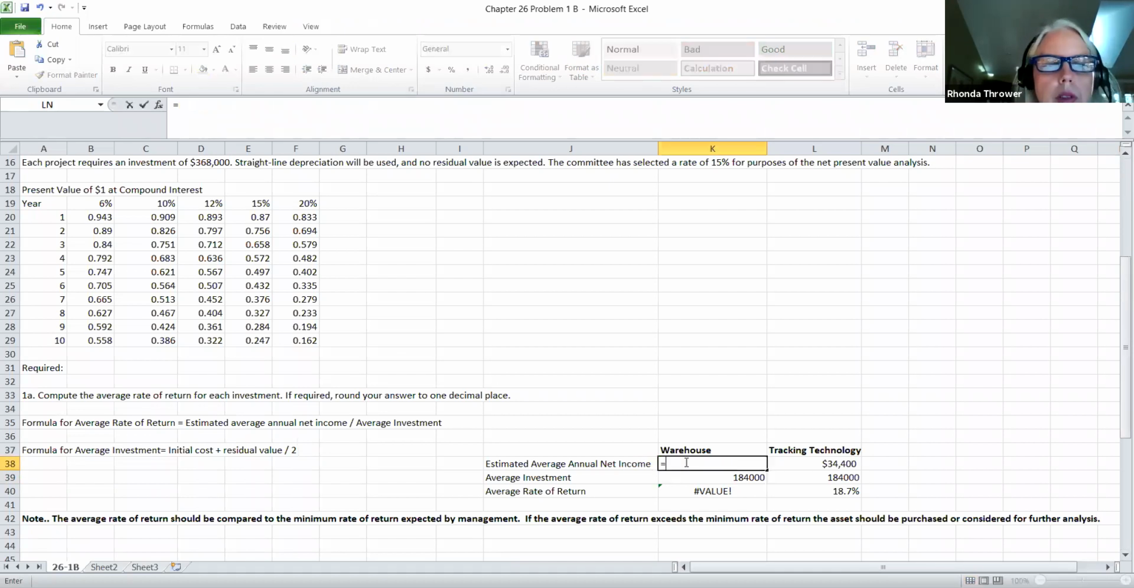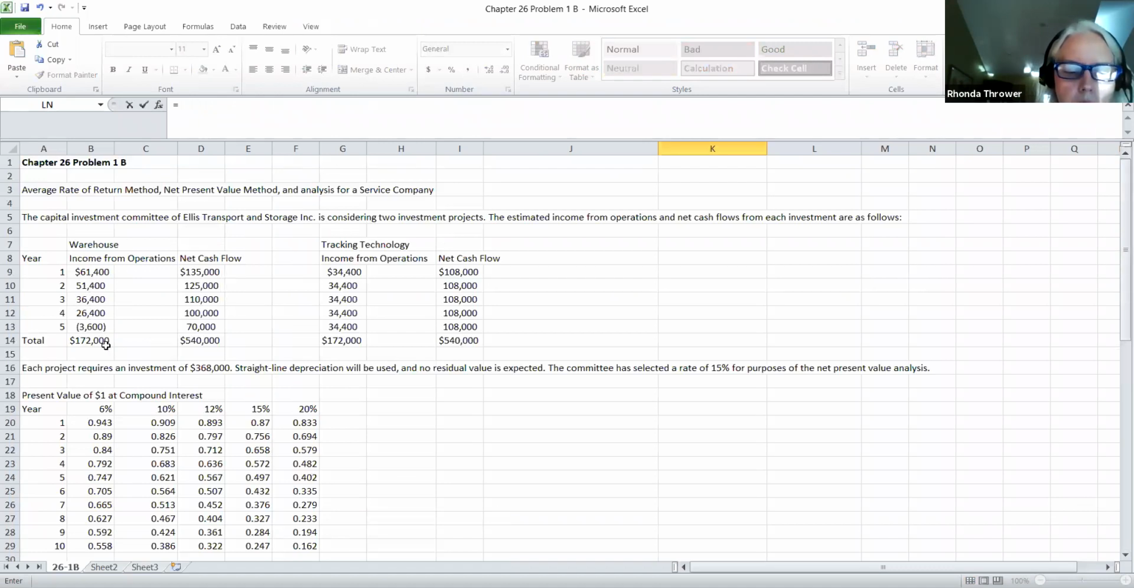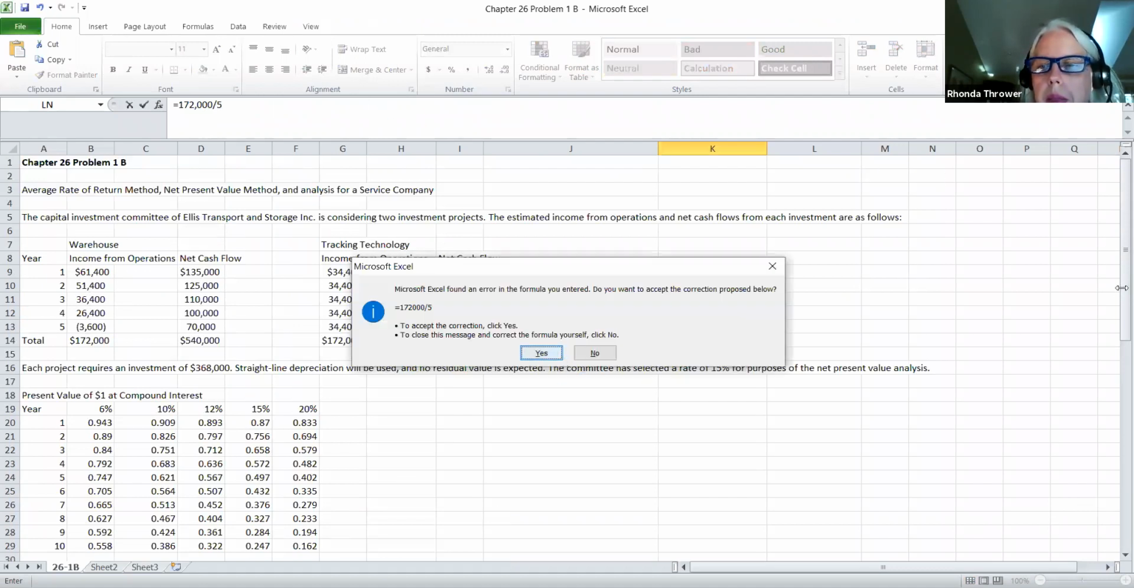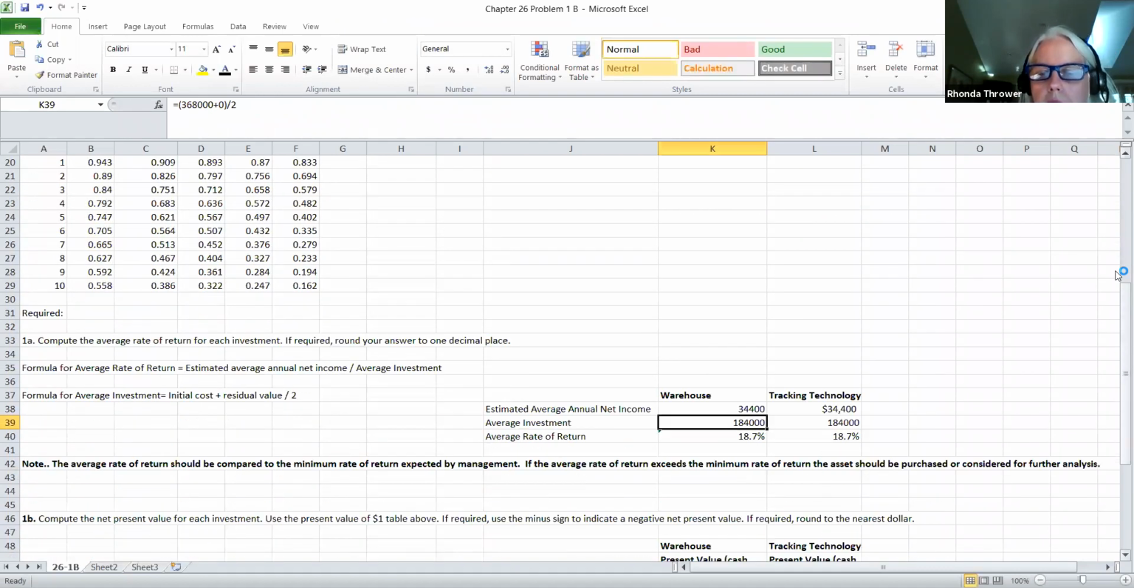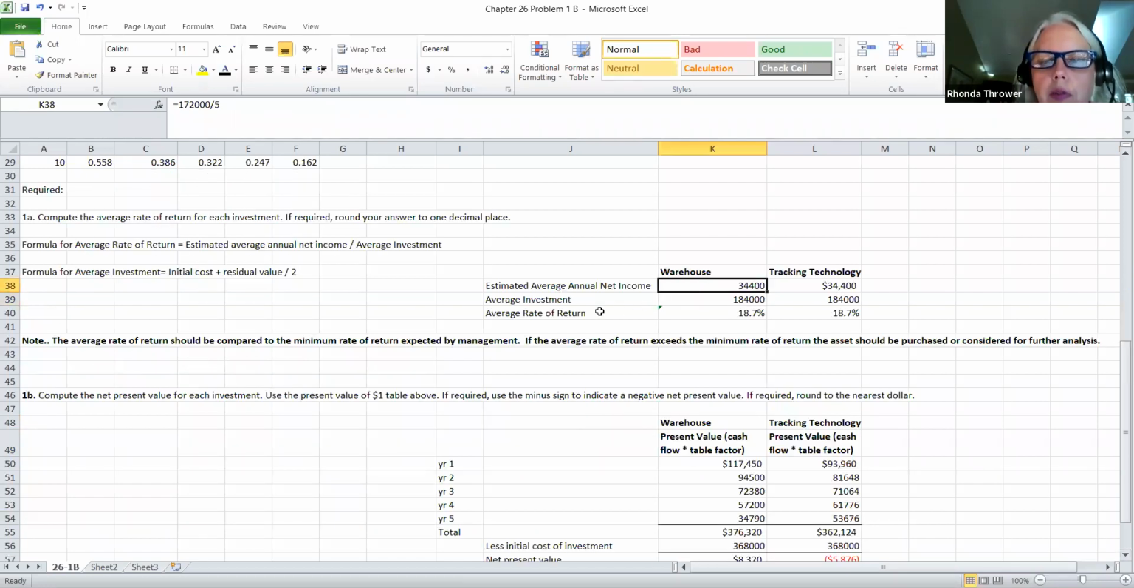172,000 is going to be divided by 5 years. And that's going to give us 34,400. Now, your average investment is going to be your initial cost plus your residual value divided by 2.